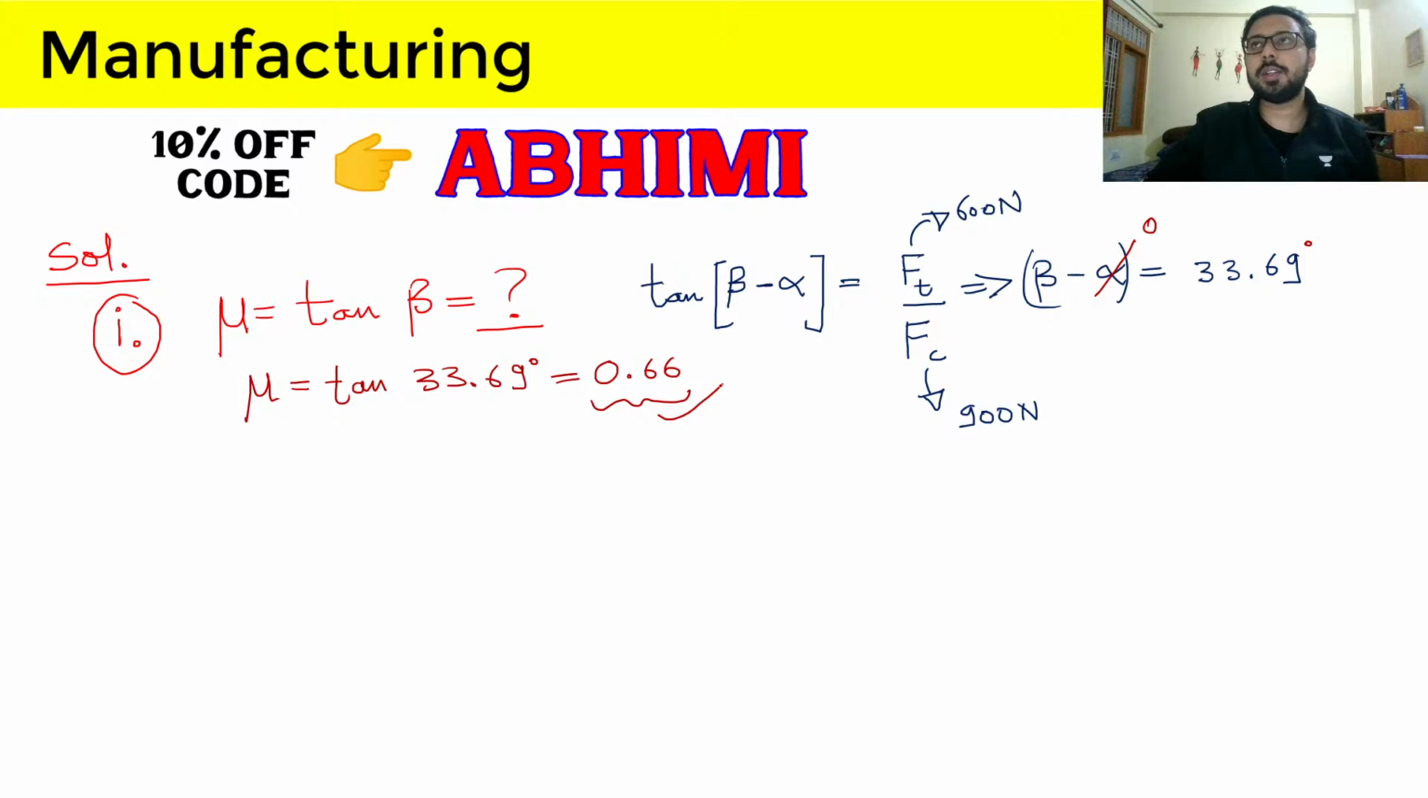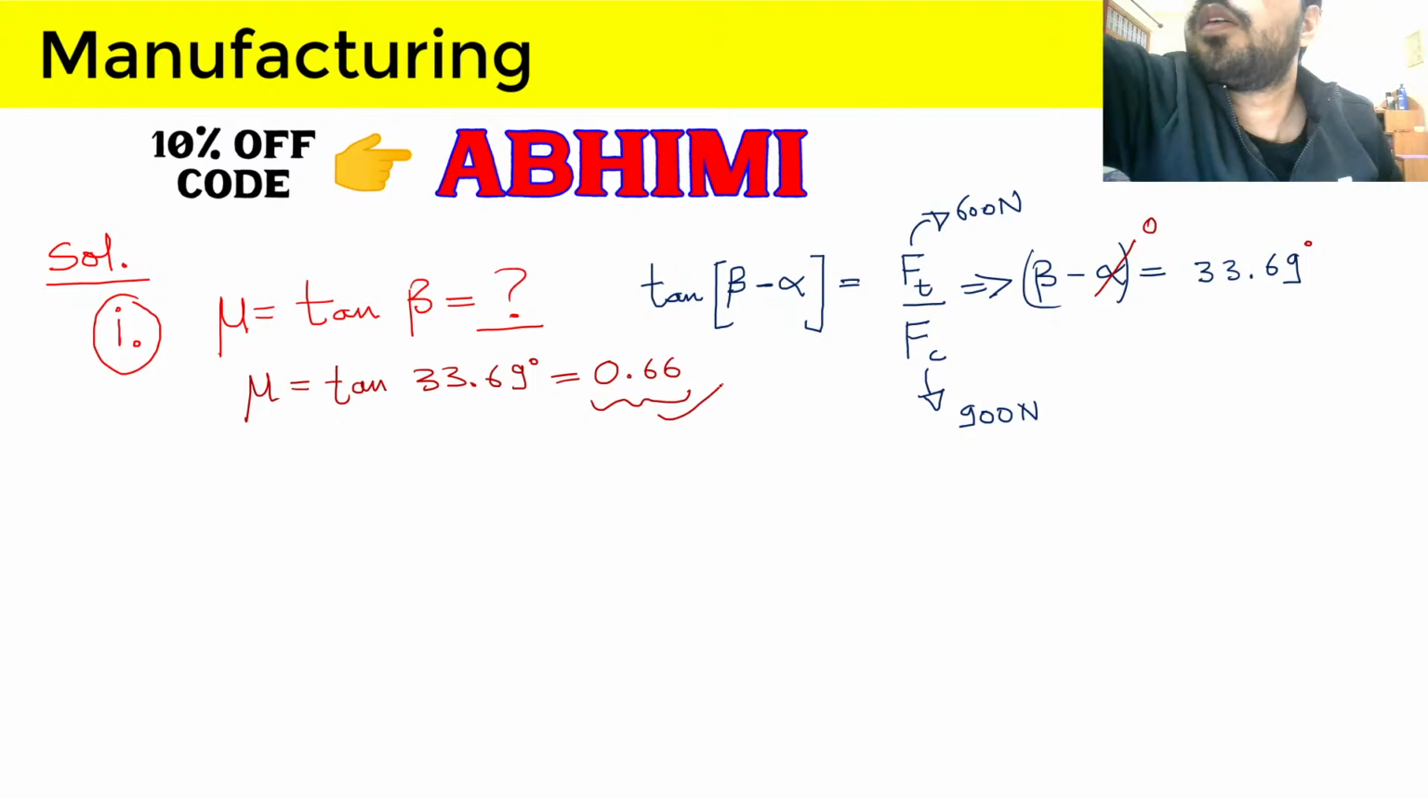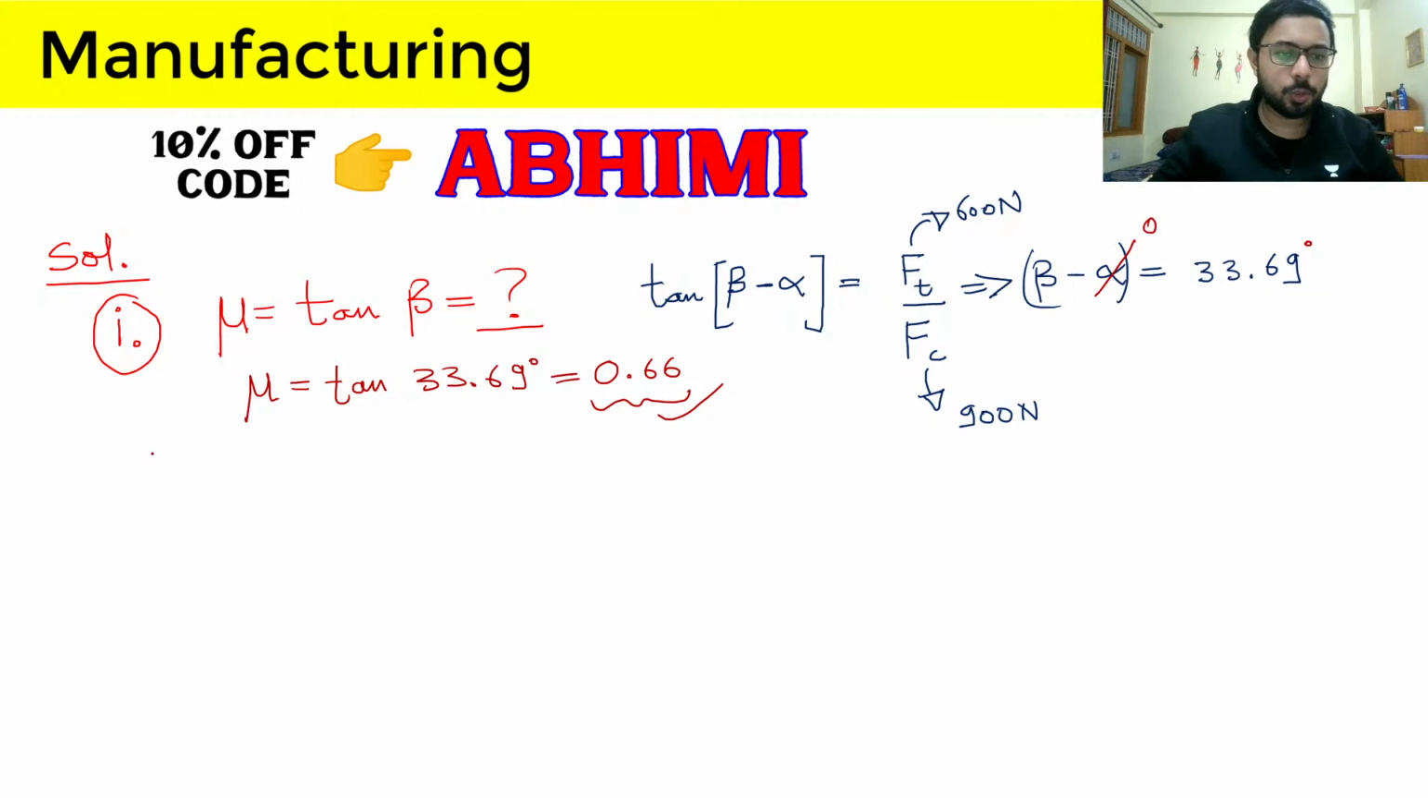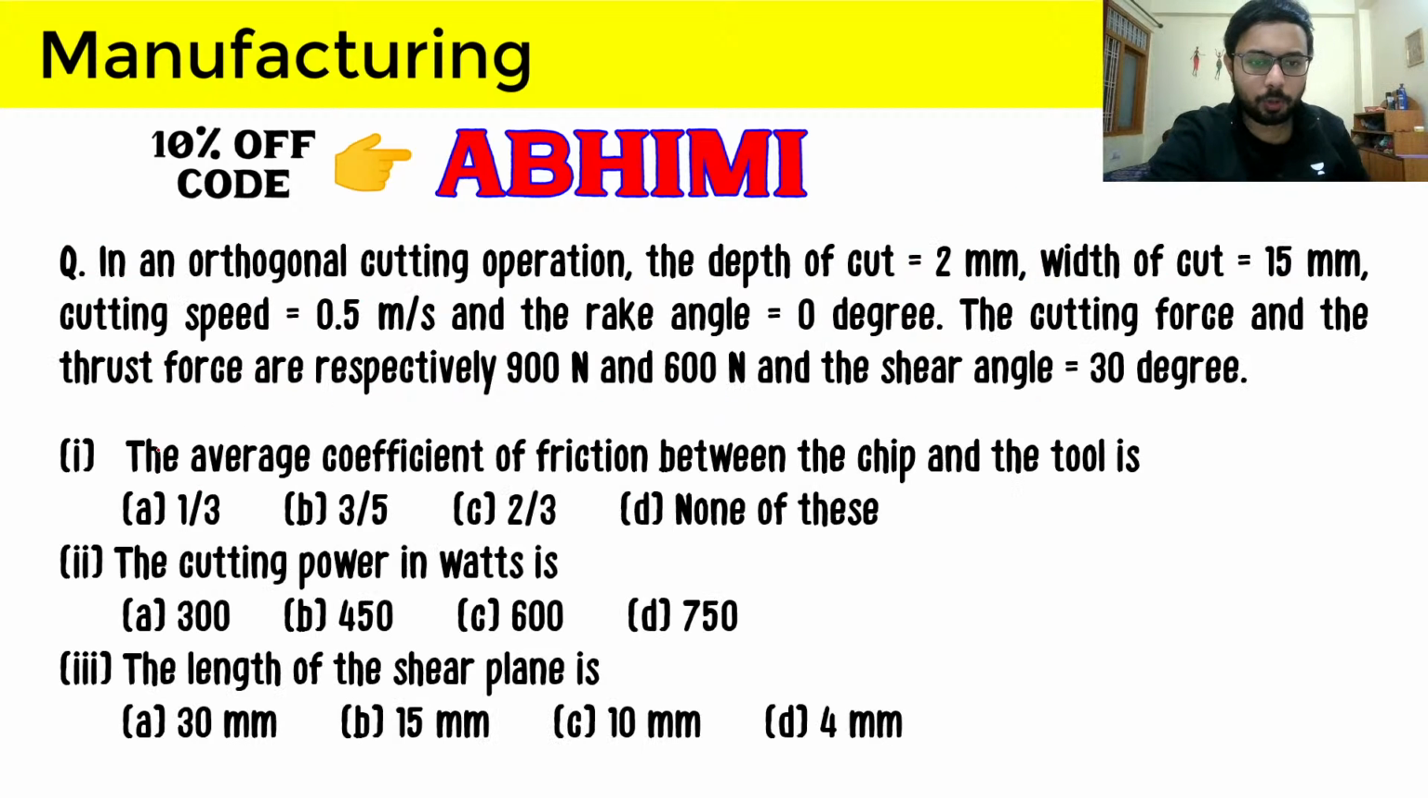0.66 right here is the value of the coefficient of friction, and we have been provided with these options. So is 1 by 3 equal to 0.66? No. 3 by 5? No, it is 0.6. And 2 by 3, yes, it is equal to 0.66. So the correct answer is C, 2 by 3, which is the value of coefficient of friction coming less than 1. That will be according to the logic also. So that is the right answer.